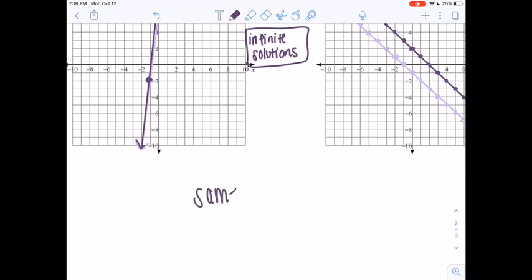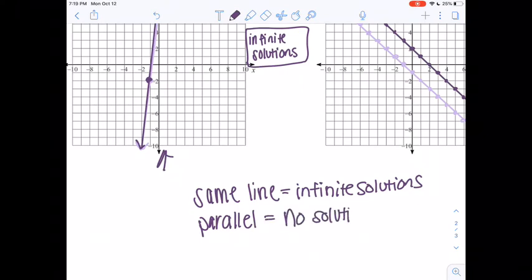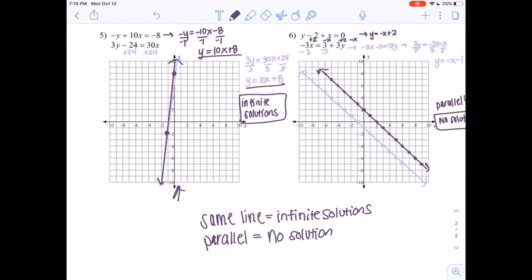So let me summarize this. Same line, like in the first example right here. If they're the same line, it's going to be infinite. Okay, if it's a parallel line, so they have the same slopes, it's going to be no solution. Okay, so you have to be careful though. Some people will look at number 5 and be like, oh, those have the same slopes. That's going to be no solution.